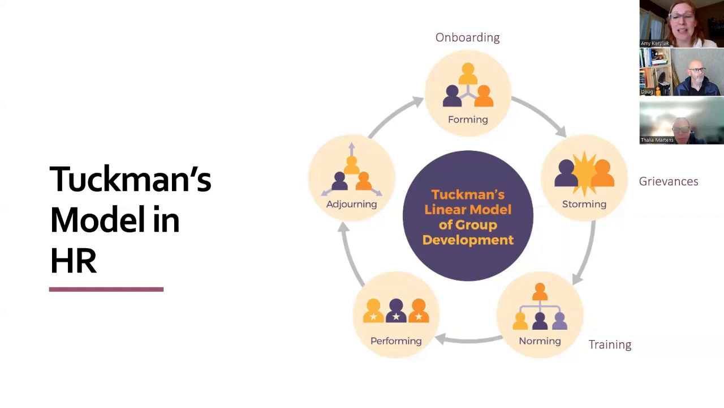The performing stage has HR professionals looking at performance metrics and doing reward strategies. And HR doesn't really do much in this stage, hopefully, other than just tracking and supporting and getting out of everybody's way and letting them do their thing.